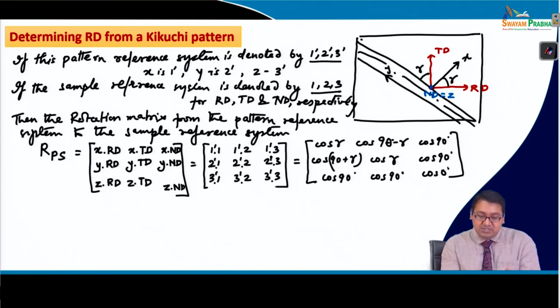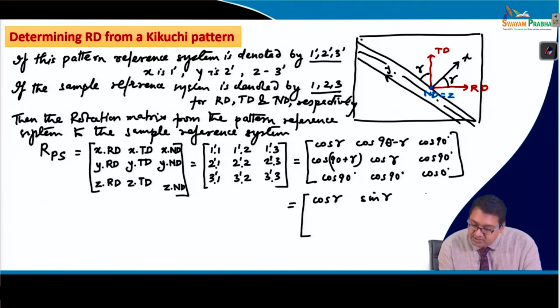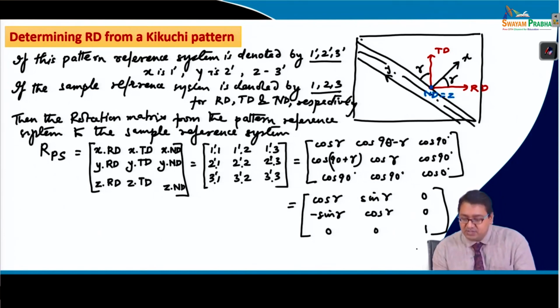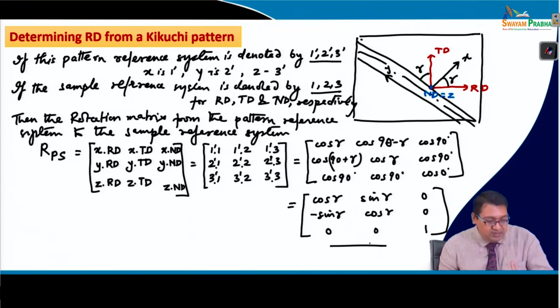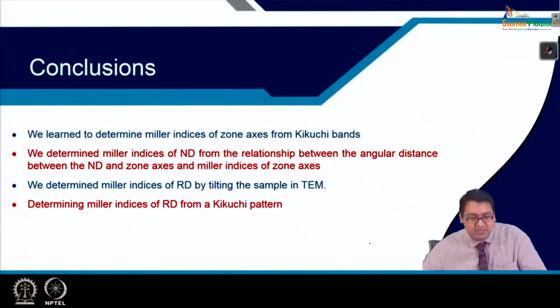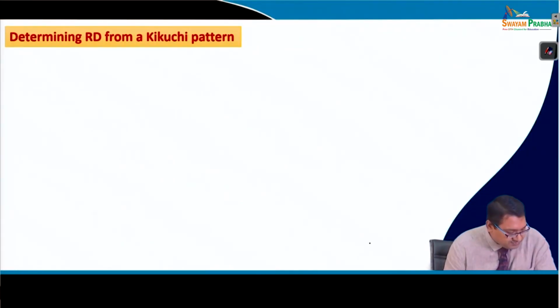So, the rotation matrix pertaining to the pattern reference system with respect to the sample reference system comes out to be equal to [cos γ, sin γ, 0; −sin γ, cos γ, 0; 0, 0, 1]. Obviously, this will be like this because the rotation is along ND, which is equal to Z, therefore it will be 1. This is the rotation matrix.